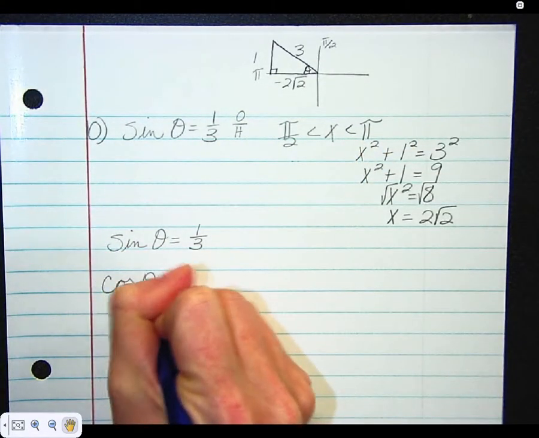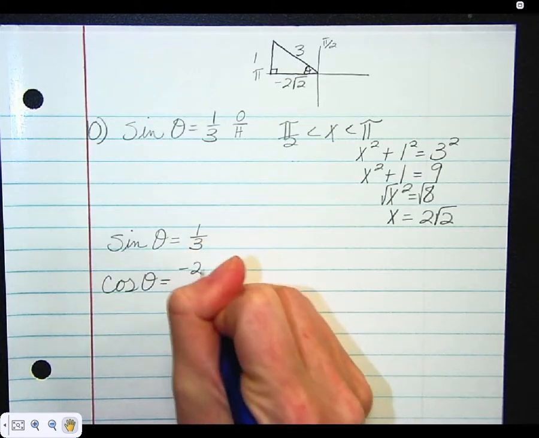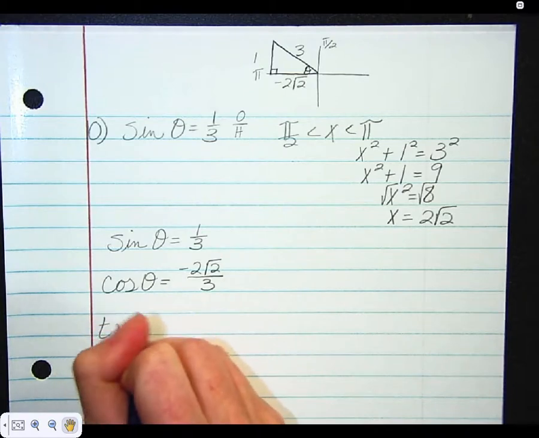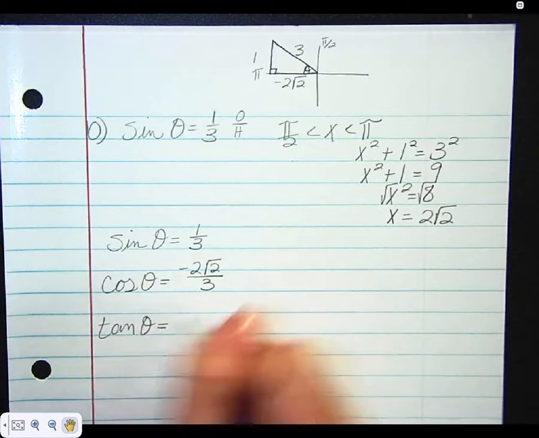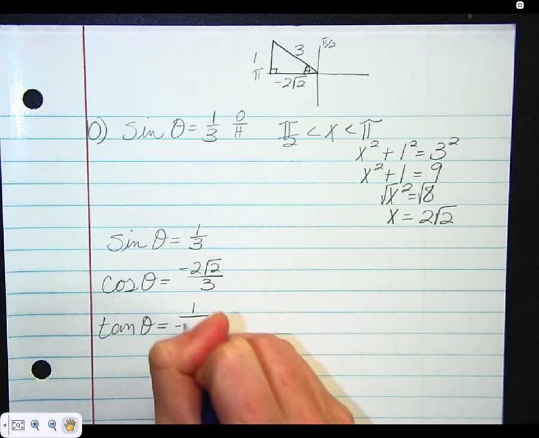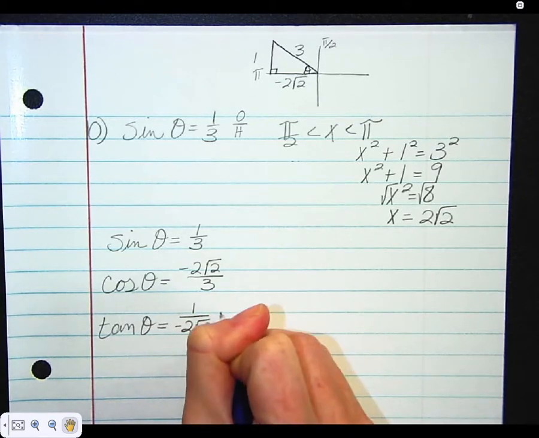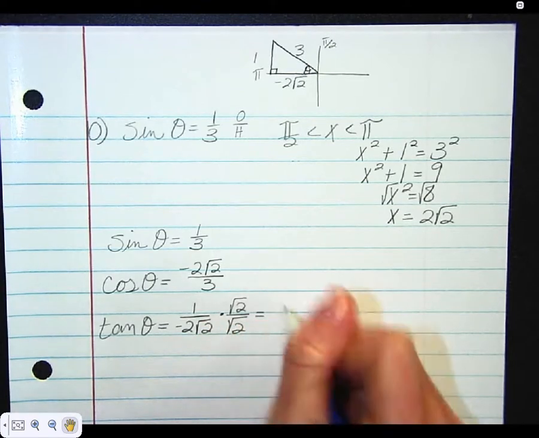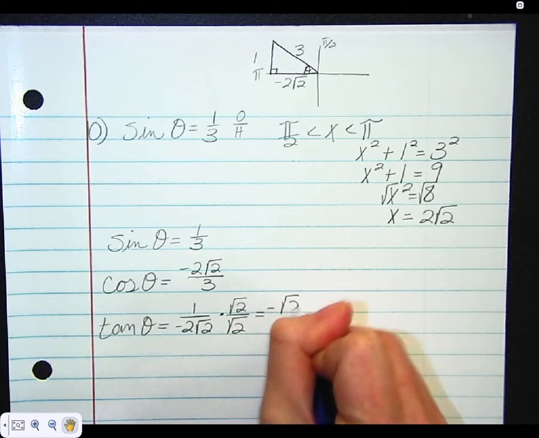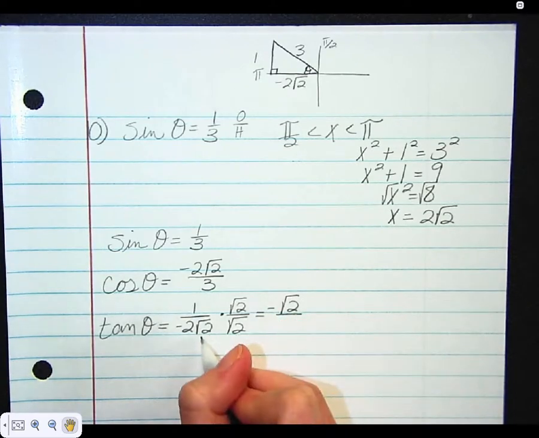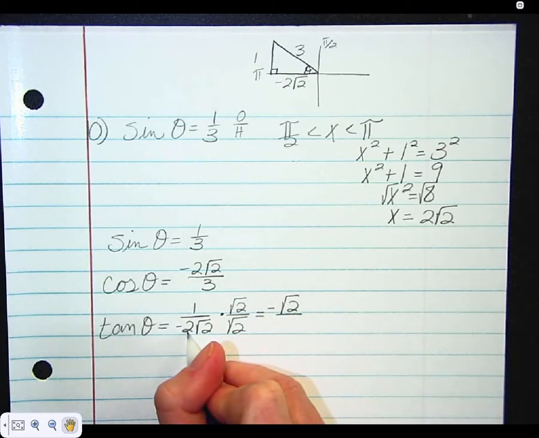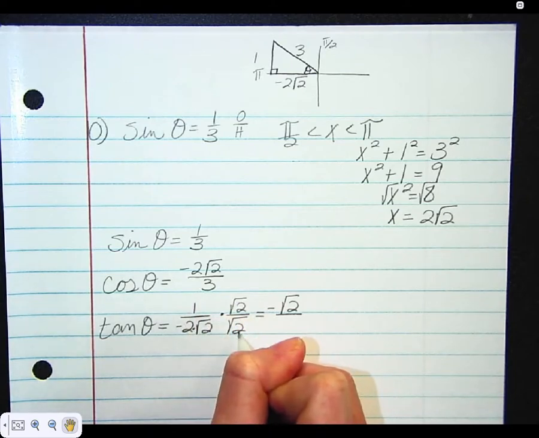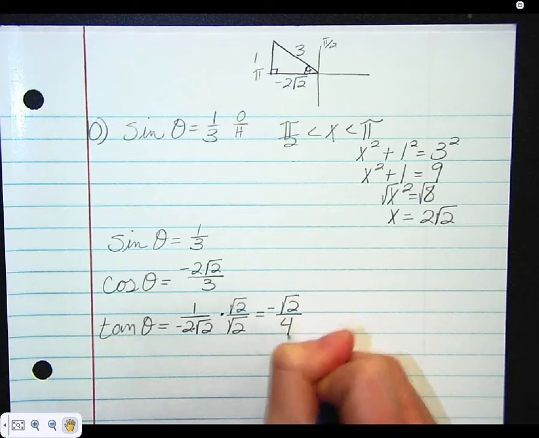All right, so for cosine, I'm going to do my adjacent over my hypotenuse, which did come out to be negative. And for tangent, I'm going to do my opposite over my adjacent. Now on this one, I'm going to need to rationalize that denominator, but I only need to rationalize the square root of 2 part of it. So that's going to give me negative square root of 2. I'm going to pull that negative out in front. And then when I multiply these together, I'm going to keep the 2, and then I'm going to multiply that by the square root of 2 times the square root of 2, which gives me 2. And so 2 times 2 gives me 4.